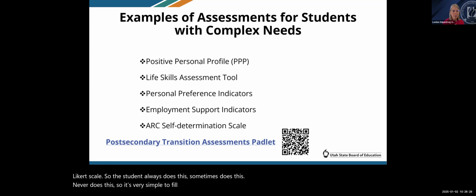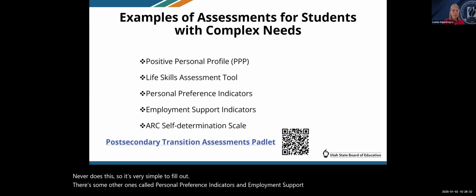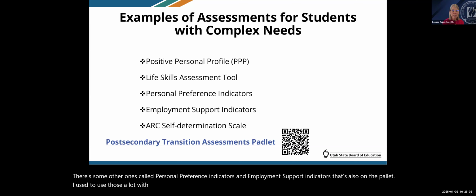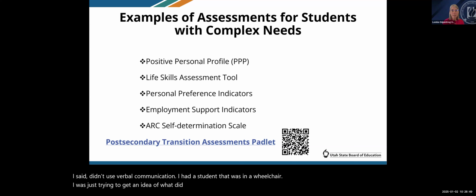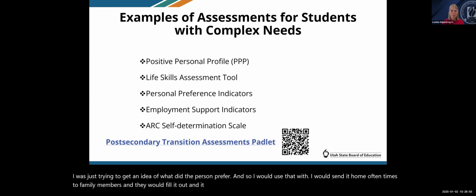There are some other ones called personal preference indicators and employment support indicators. That's also on the Padlet. I used to use those a lot with my students with more complex needs, especially when I had a student that, like I said, didn't use verbal communication. I had a student that was in a wheelchair. I was just trying to get an idea of what did the person prefer? And so I would send it home oftentimes to family members, and they would fill it out. And it was very simple for them to fill out, but it gave me lots of information.